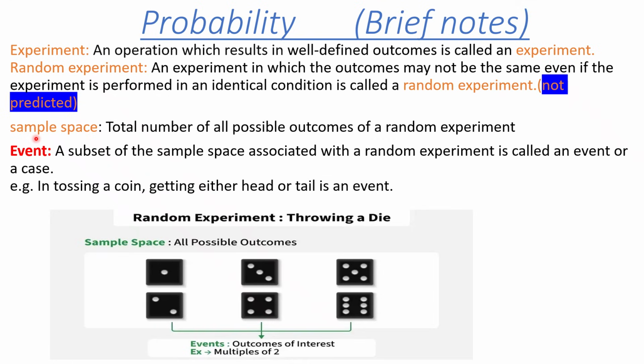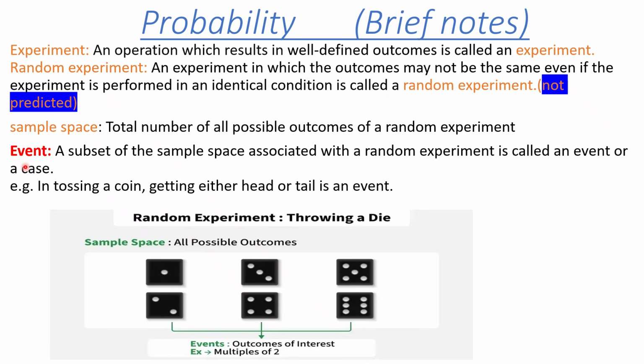Now, come to the sample space. The set of all possible outcomes of a random experiment is called the sample space. For example, throwing two coins. What are the possible outcomes? HH, TT, HT, and TH. So all these four outcomes together will be called the sample space.